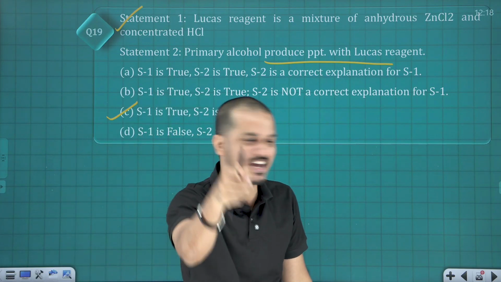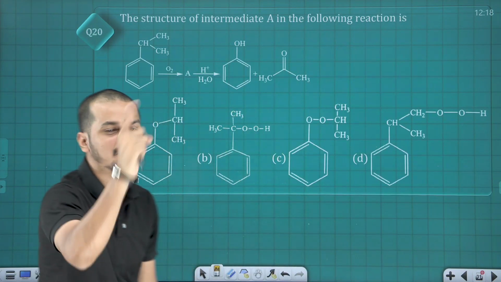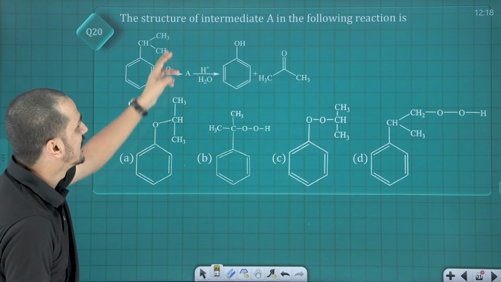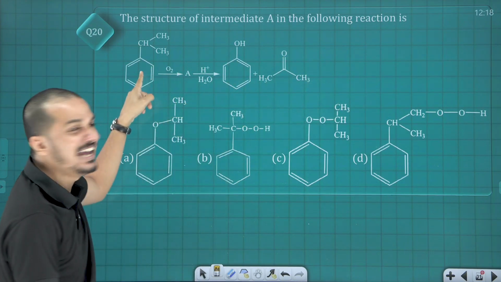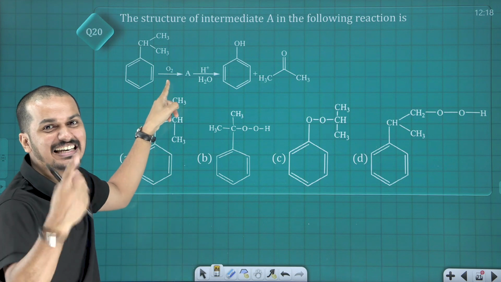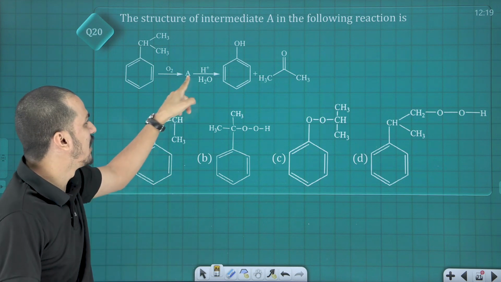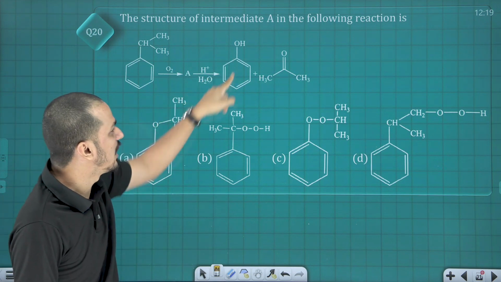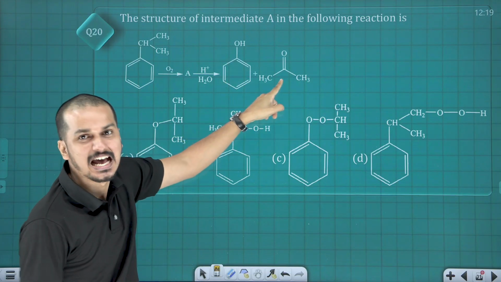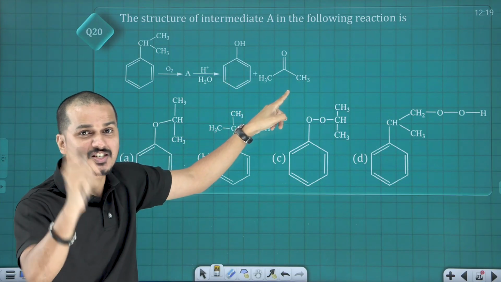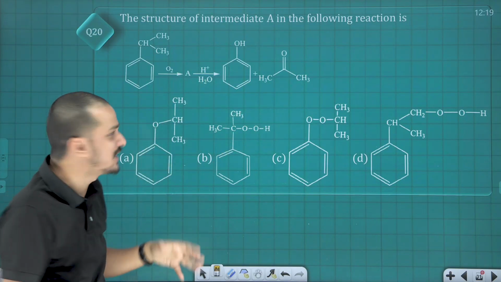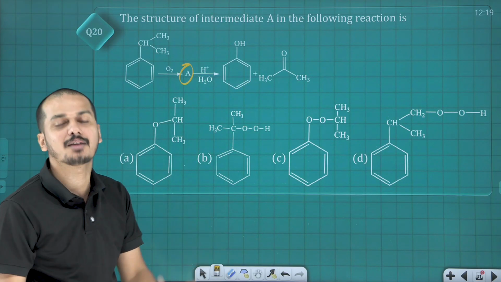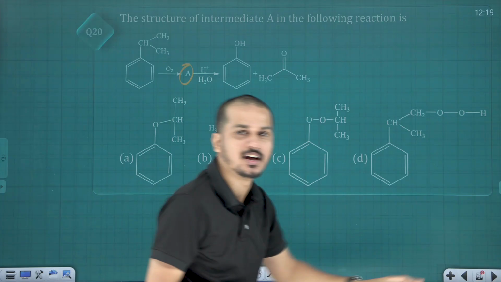Okay, guys. The 20th question. What about the 20th question? The structure of intermediate A in the following reaction is, yes, this is cumene. Cumene, you are oxidizing. You are getting A, which on hydrolysis you are getting phenol as well as acetone. It was the industrial preparation of phenol, manufacture of phenol. So they are asking, what is A? Intermediate. Once you are oxidizing, what's the product?